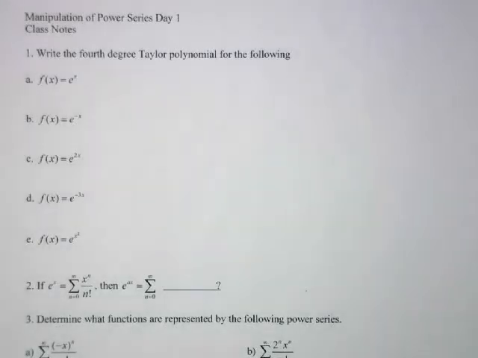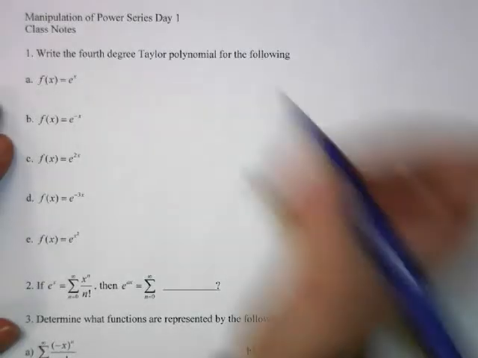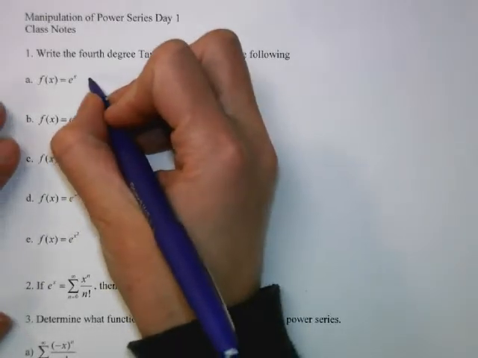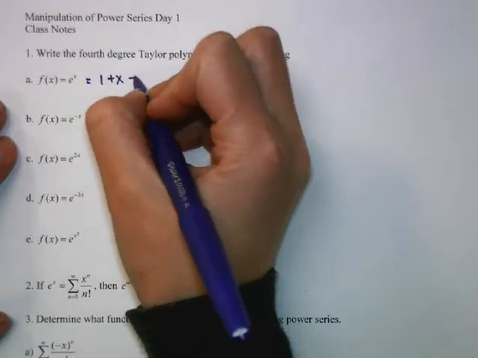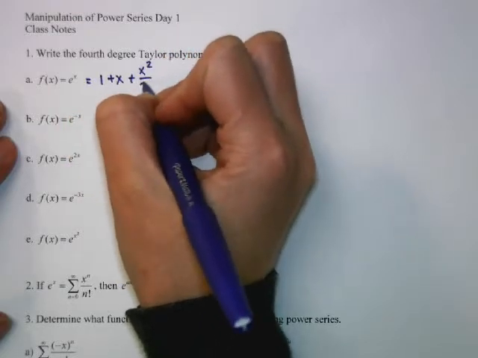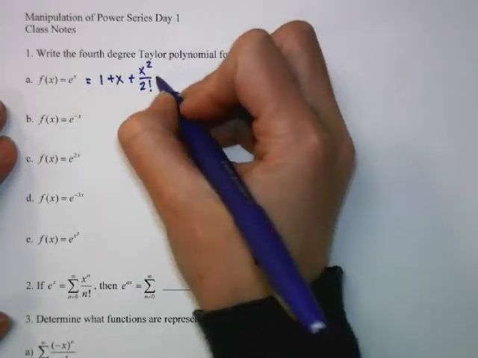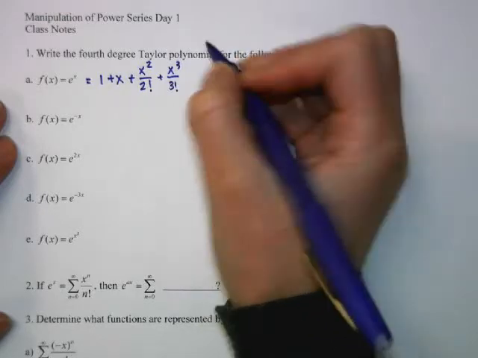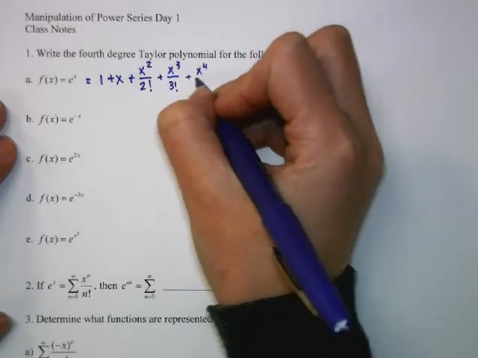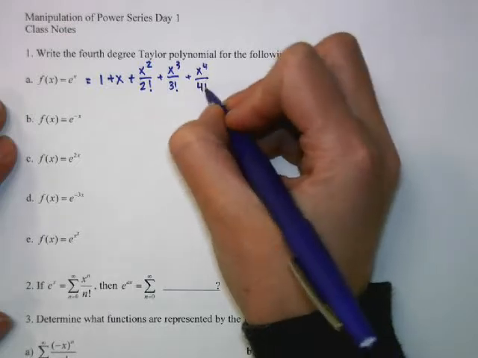Today's lesson is on power series and how we can arrive at new series through different types of manipulation. So let's start with the Taylor polynomial for e to the x. e to the x is going to equal 1 plus x plus x squared over 2 factorial plus x cubed over 3 factorial plus x to the fourth over 4 factorial.